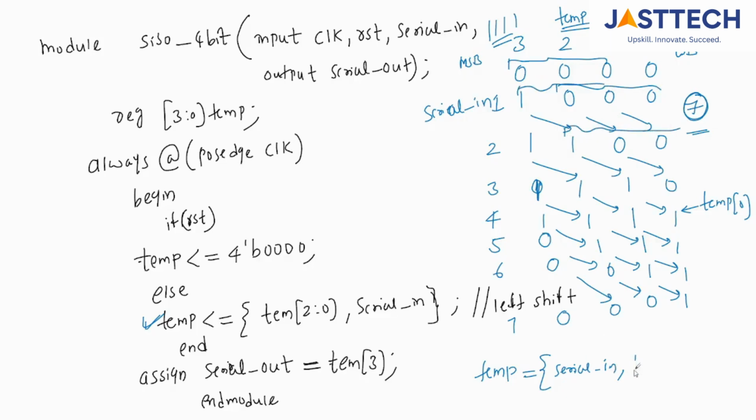So I can give temp, that is 3 down to 1. Temp 3 down to 1. At last, I need to use assign serial underscore out. That is equal to what? I am getting the serial data at temp 0. Temp 0. So this is the only change I need to use.